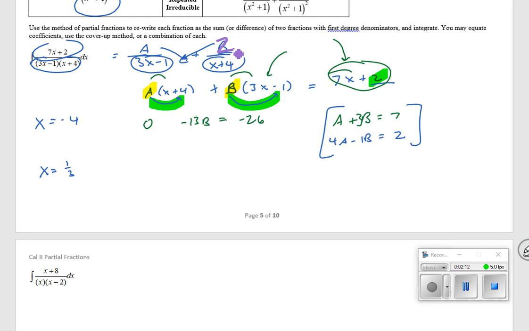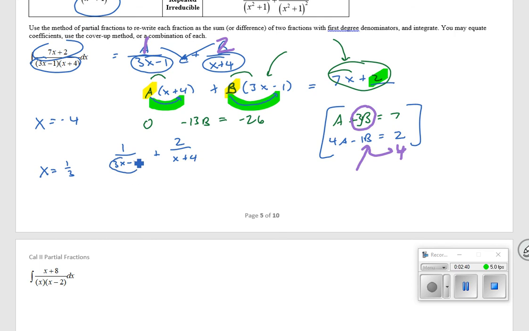And now if b is 2, I can plug it in here, and that becomes a 6, and I get a is 1. Or you could plug it in here. If b is 2, when I pull it over, that becomes 4, and a is 1. I've done the algebra. I've rewritten this as 1 over 3x minus 1 plus 2 over x plus 4.